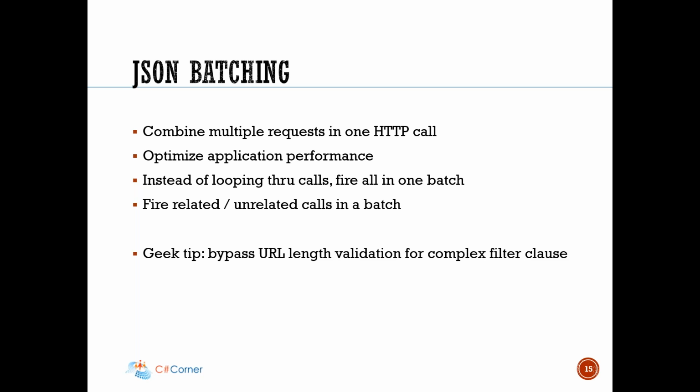And a tip for using this in the best way is that you can bypass the URL length validation for a complex filter clause. What happens is that when you are appending the filter clause to your API endpoint, and your filter clause becomes too complex, then the Graph API can throw a URL length validation error. But if you fire this call with a complex filter clause as a part of JSON batching, there is no validation on it, because it goes as the body of a JSON request.